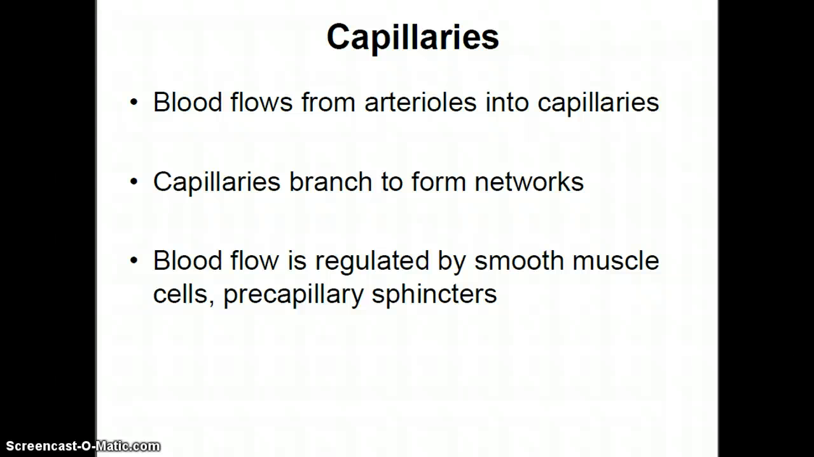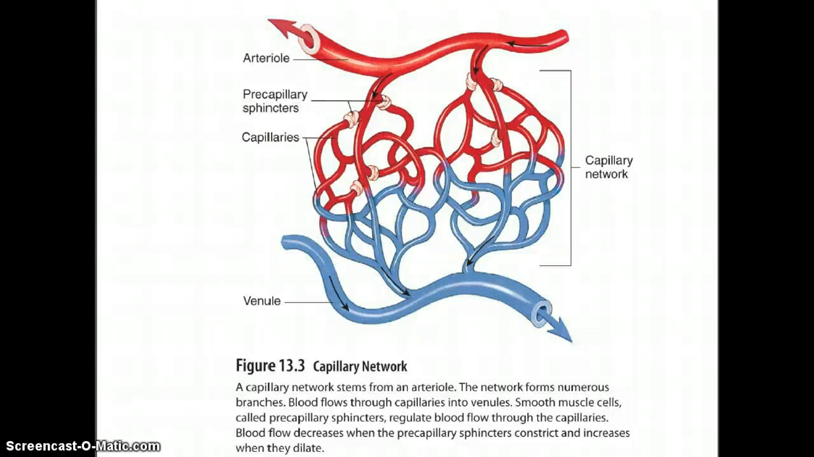Capillaries. Blood flows from arterioles into the capillaries, and the capillaries branch to form networks. The blood flow into capillaries is regulated by smooth muscle cells of the pre-capillary sphincters. And here is a diagram of a capillary network showing you at the top of the page an arteriole, and then the precapillary sphincter, which can regulate when and how much blood will flow into the capillary network itself.